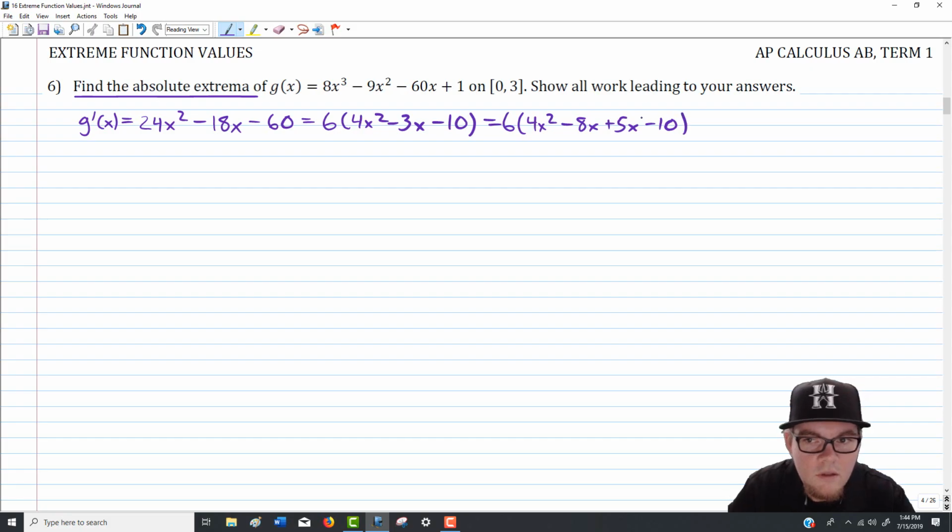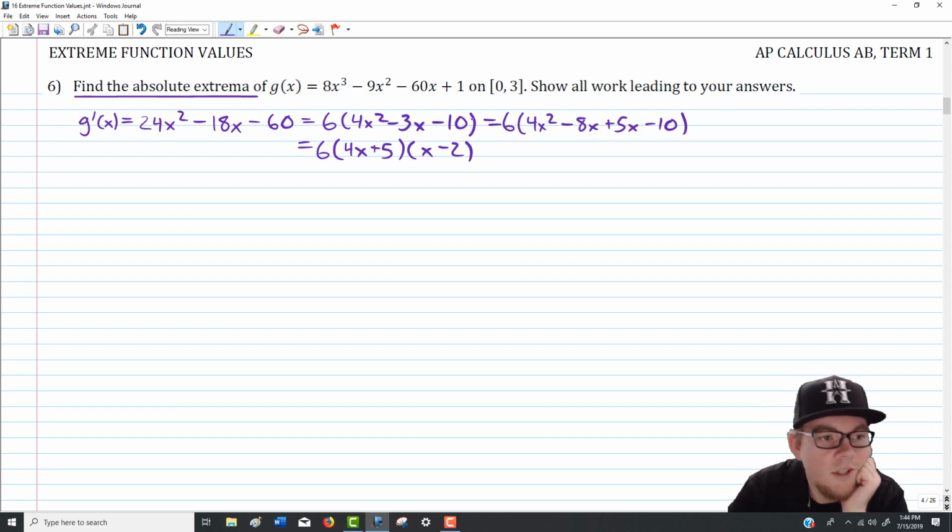Let's see if this works. I think it does. So factoring a little bit further, I'm just going to write it right here. We're going to have 6 quantity, that's going to be 4x plus 5 times x minus 2. You can do a quick multiplication out if you don't trust that works, but I'm pretty sure it does.